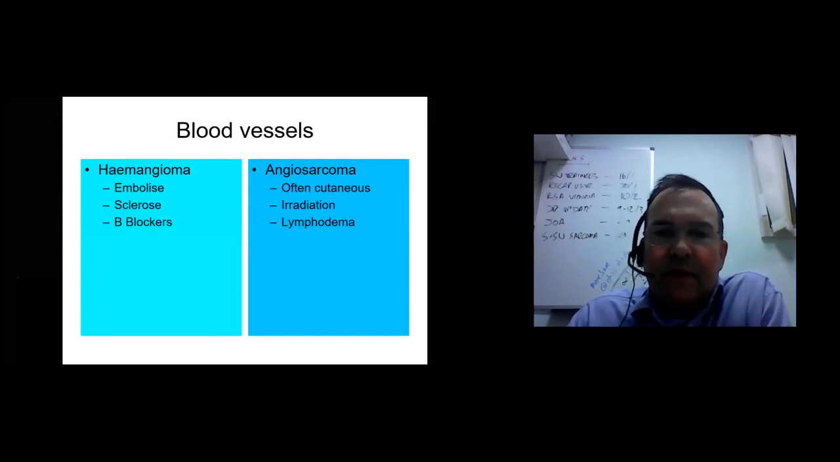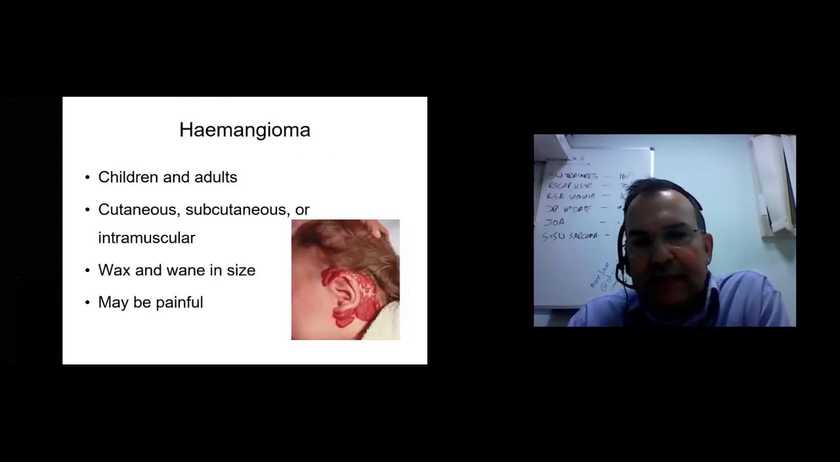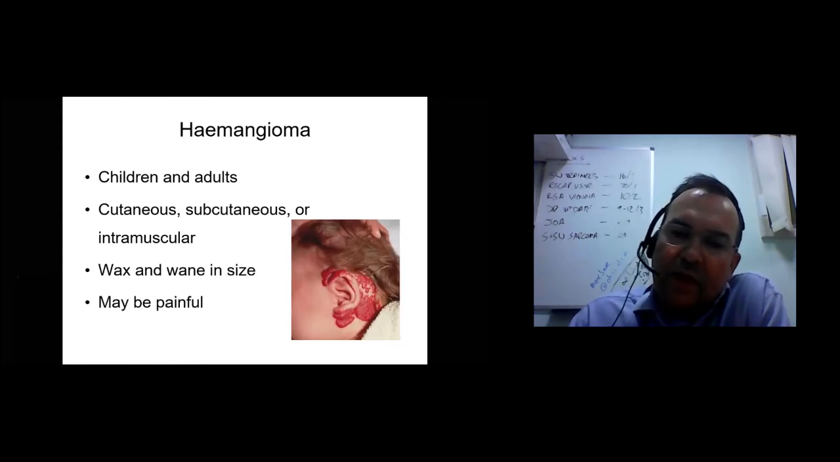In terms of the blood vessel tumors, these are divided into hemangiomas, which are benign, and angiosarcomas, which are one of the more dangerous of the soft tissue sarcomas in terms of the malignant form. So you've all seen these. This is a common one in a child. They're cutaneous, subcutaneous, or intramuscular. They tend to go up and down, wax and wane in size.